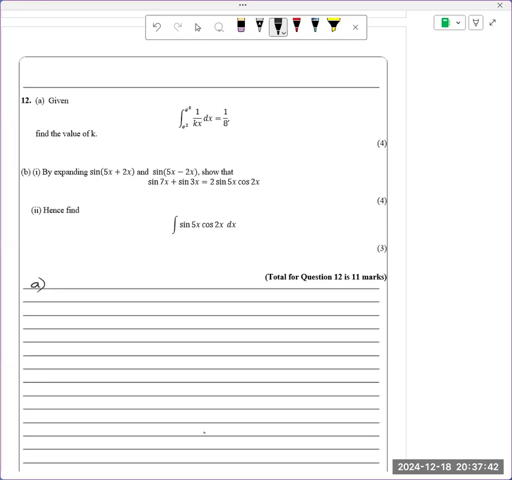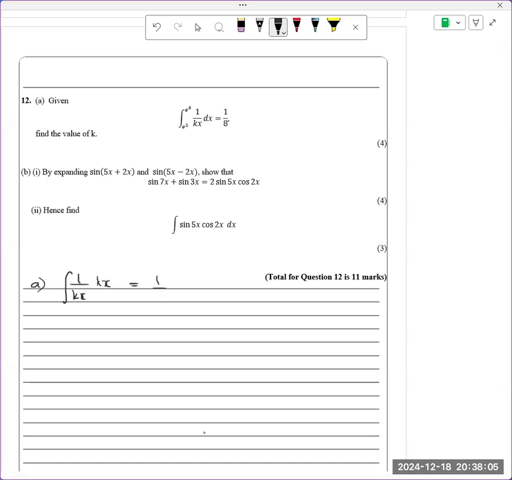that's what I did. So we're trying to integrate 1 over kx between these two limits, and we've got to work out what k is. The reason they ask the questions like this is to stop you just cheating and doing it on your calculator. They're asking you the question backwards. There are actually two ways of integrating 1 over kx.